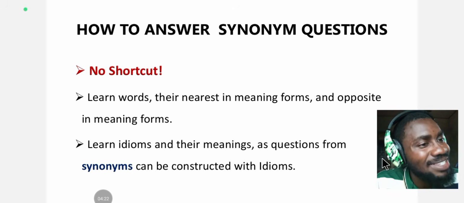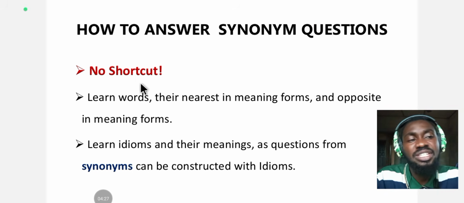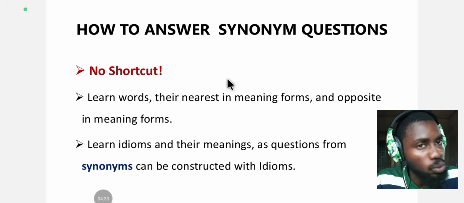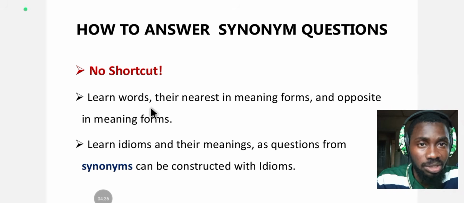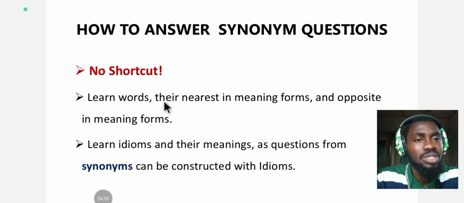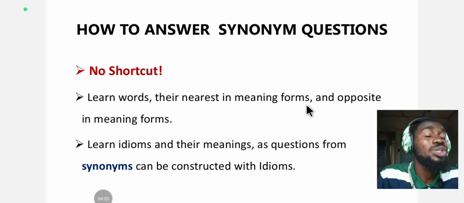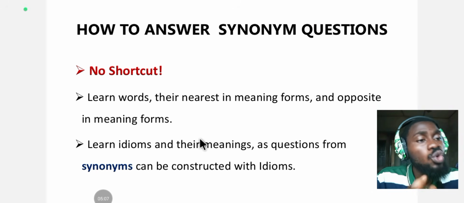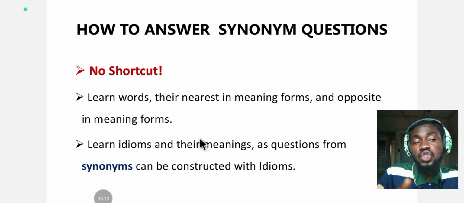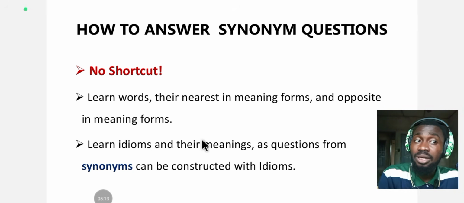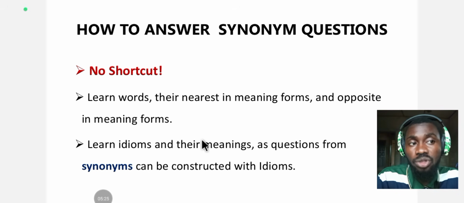How to answer synonym questions. How do we answer synonym questions? First thing to do is have it in your mind that there is no shortcut. Don't let anybody deceive you. There is no shortcut of answering synonyms in an exam, especially in Jamb UTME. What you have to do, number one, is learn words, their nearest in meaning forms or synonym forms, their close meanings, and opposite in meaning forms. To know synonyms effectively, you also have to learn the opposite in meaning, because you can use an antonym to predict a synonym. It helps your judgment in an exam condition.